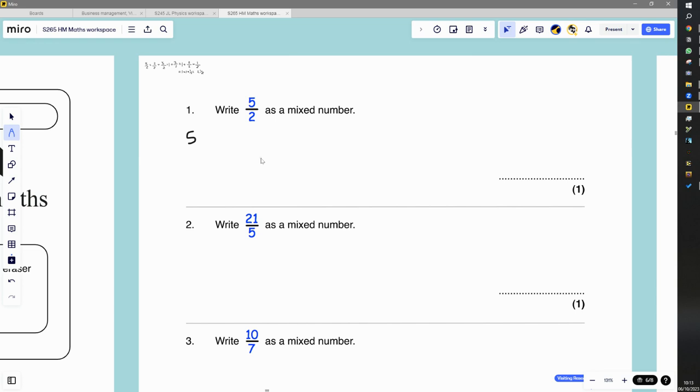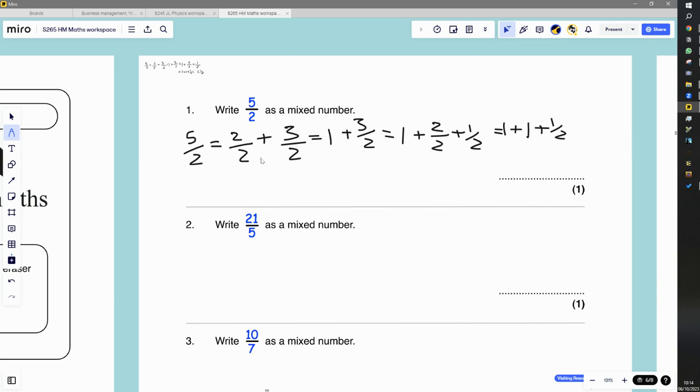Now, when we just had a go, what you did first of all is you went 2 over 2 plus 3 over 2, which is equal to 1 plus 3 over 2. But that meant that we had to chunk this one again. So keep the 1, and then we've got 2 over 2 again, plus 1 over 2, which is equal to 1 plus 1, plus a half, which is equal to 2 and a half.